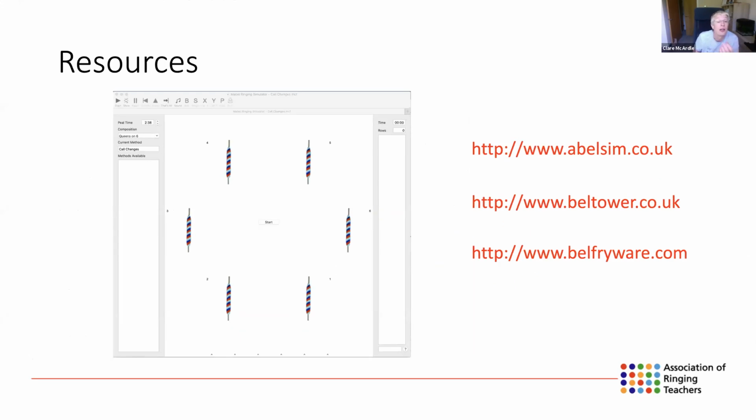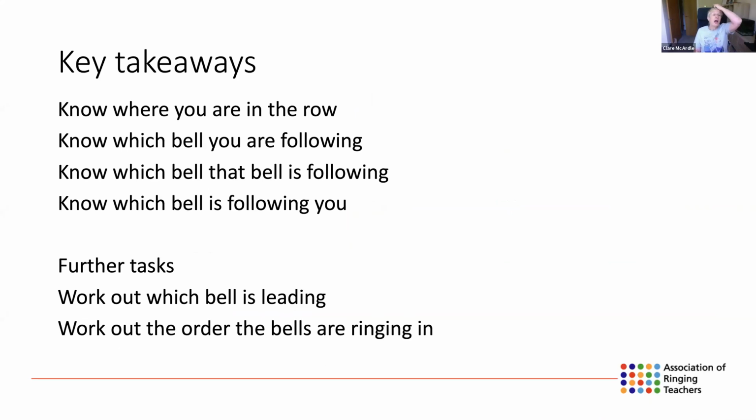The one I've shown on here is the Mac version of Able, because I have a Mac. And there's a couple of other versions, Bell Tower and Belfryware. I've not used either of those, so I can't make recommendations.